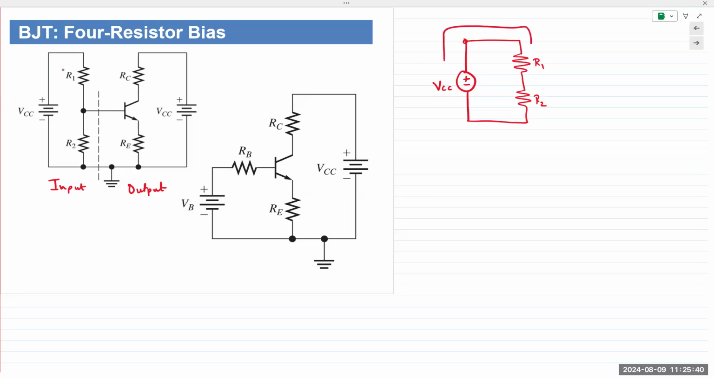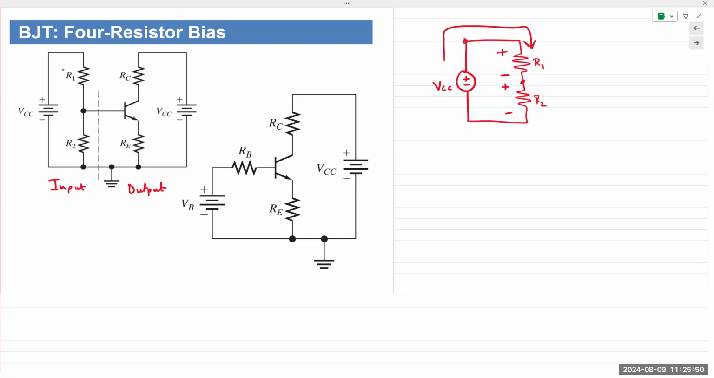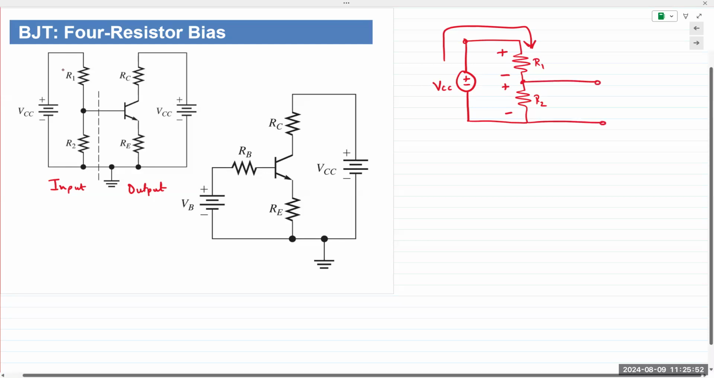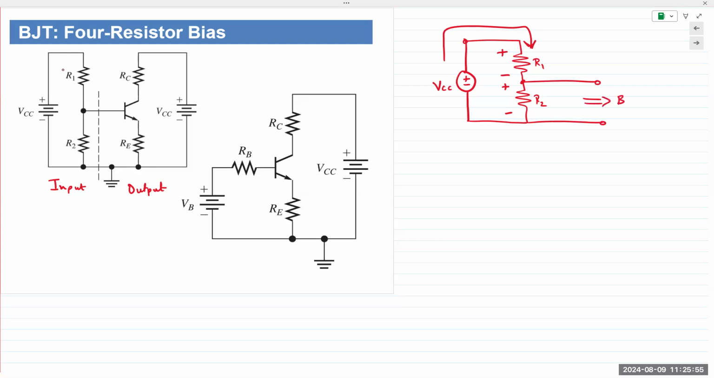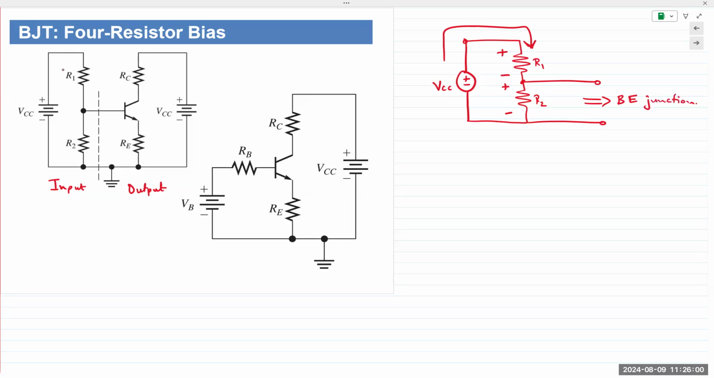Current flows through this pathway, so the voltage is plus minus, and then this point is going into the base emitter junction. Right? That point of the voltage divider bias is going into the base. That's where you're applying the input. So let's take a pause, think over all of that. Let me know if you have any questions.